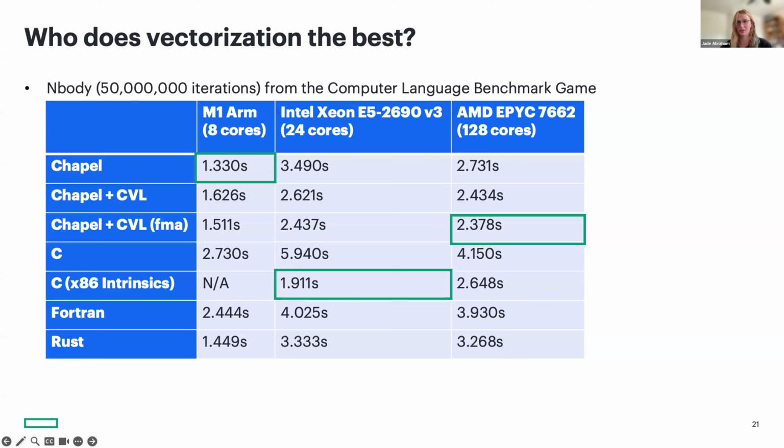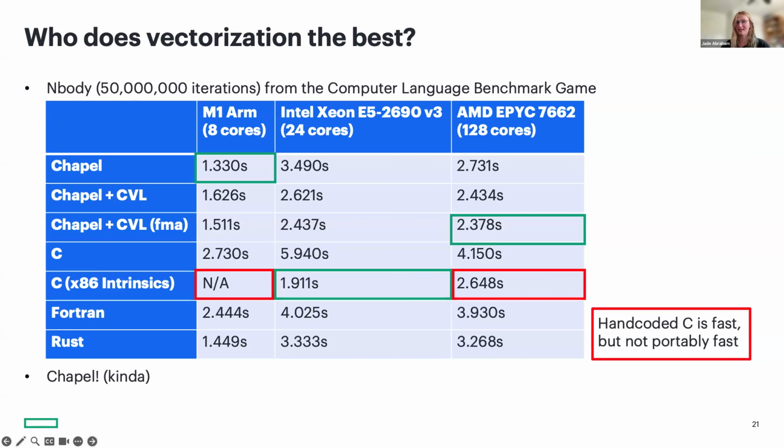And on ARM, just plain Chapel is best. For one specific platform, which is what the computer language benchmark game is written for, C wins out because it's written in what is essentially assembly. And then yay, Chapel plus CVL on a bigger machine is the clear winner here. So yay, Chapel's the best at vectorization. Kinda. I mean, as you can see, this is very architecture dependent. And actually, hand-coded C can be much faster, but it's not portably fast. So, it was fast on one particular architecture, and I couldn't even run it on an ARM computer. So yay, win for Chapel.